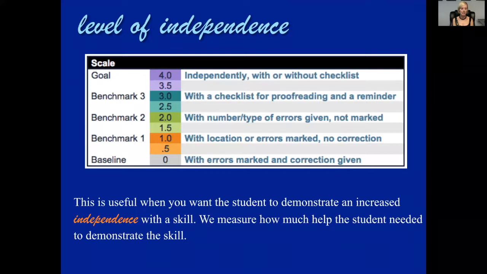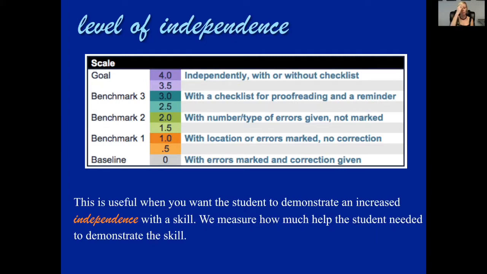So we might see a team say, okay, the student needs 5 prompts to get started on their work. That's the baseline, and I want the goal to be no individual prompts. I do discourage teams from using level of independence goal attainment scales in this way, because if it required 5 prompts, the prompt didn't work. And we really want to think about what was different about the type of prompt.